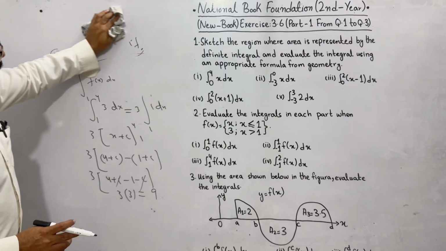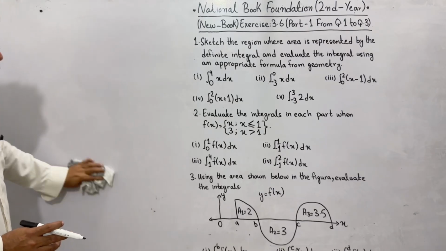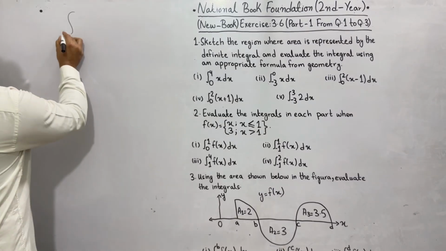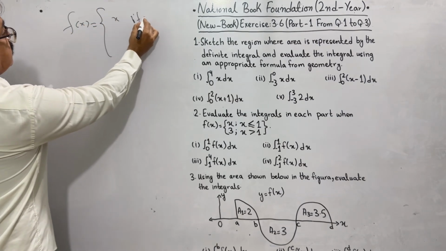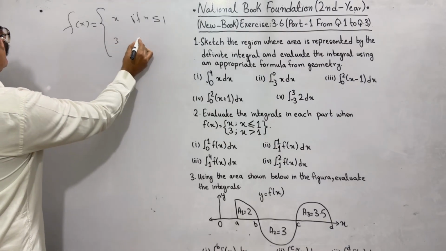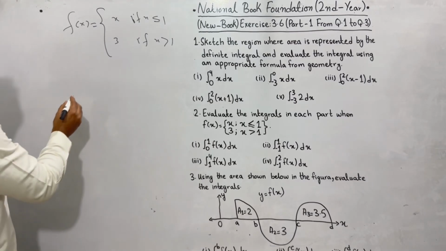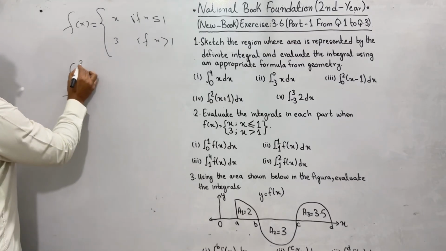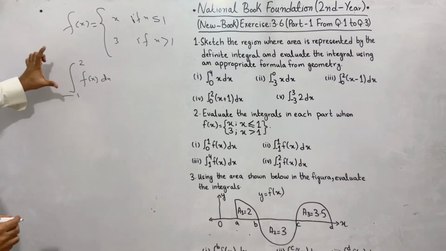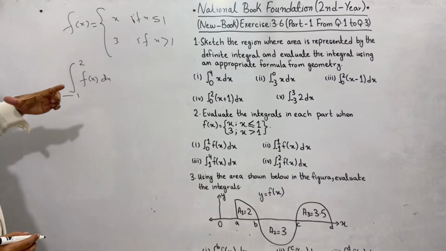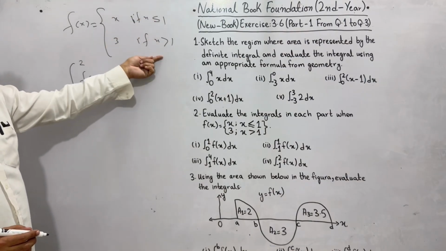Final part. Minus 1 to 2 is our limit. Sorry, I have erased the function. Let me write again. f of x is x if x is less than or equal to 1, and equal to 3 if x is greater than 1. Making life simple, take the fourth and final part, minus 1 to 2 f of x dx. In this interval lies on the left as well as the right. We have to separate towards left, towards right.